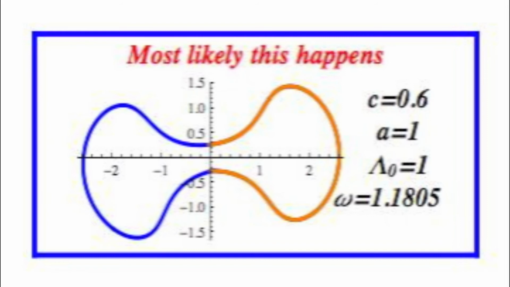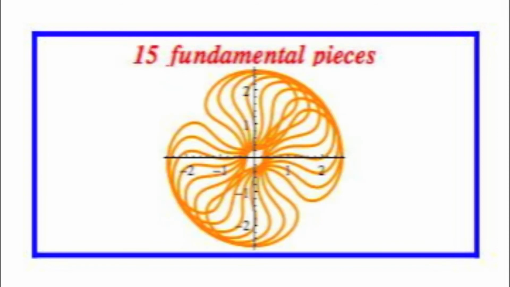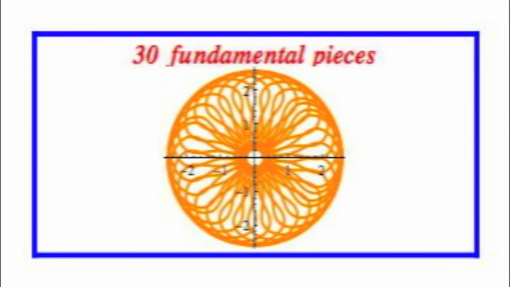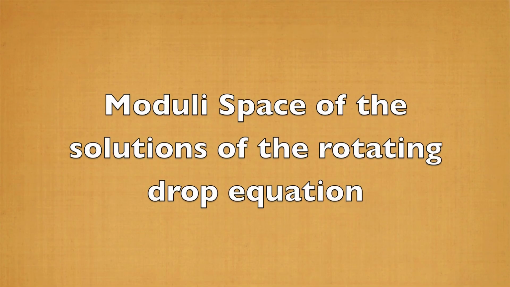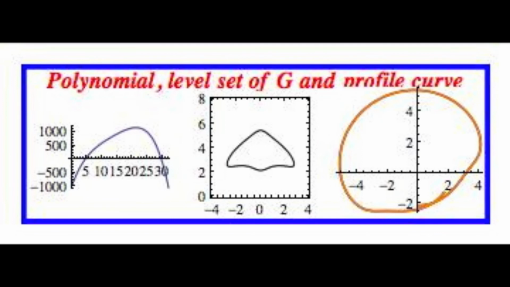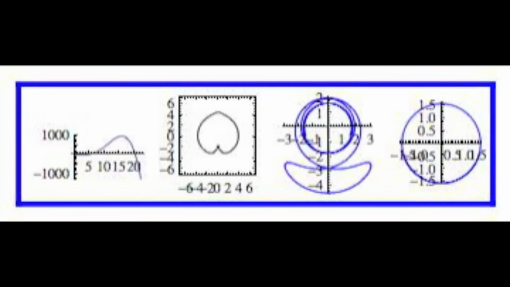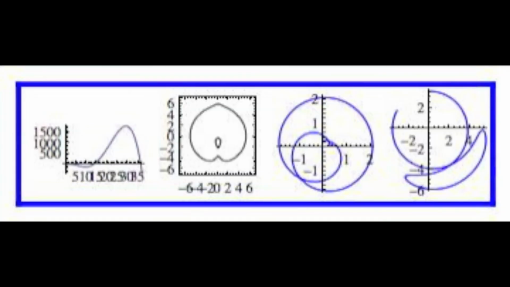In general, we don't have closed profile curves. Most of the solutions are dense in the region bounded by two concentric cylinders. When the polynomial P has roots with multiplicity or more than two roots, it defines several profile curves that are solutions of the rotating drop equation. For some particular values of the parameters C, A, and lambda, these images show the polynomial, the level set of G, and the profile curves that solve the rotating drop equation.